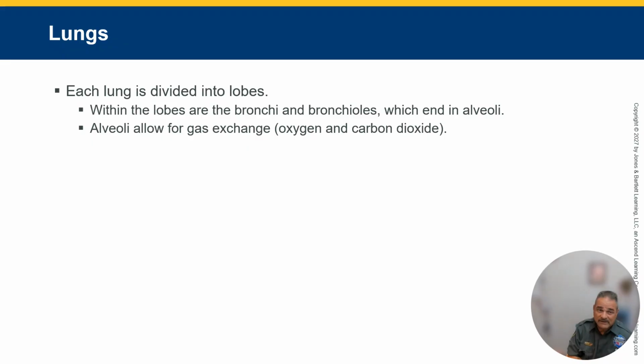Lungs. Each lung is divided into lobes. Within the lobes, the bronchi and the bronchioles are in there. The alveoli, like I mentioned earlier, allow for the exchange of gas. Oxygen we need to bring in and absorb into our circulation system, and we need to breathe out the carbon dioxide that's coming from the blue side, the unoxygenated side. That's the way we get rid of it. There are two gases that we absolutely have to exchange on a constant basis every time we breathe: oxygen and carbon dioxide.